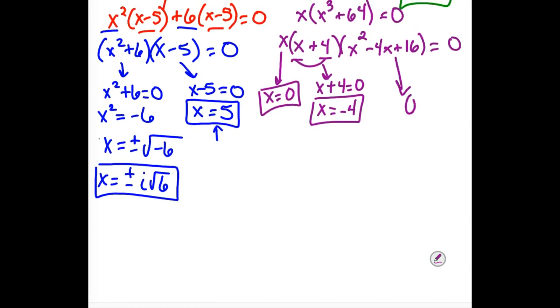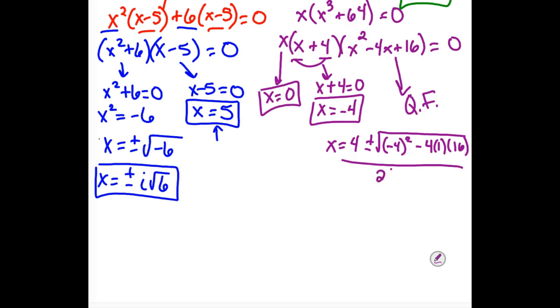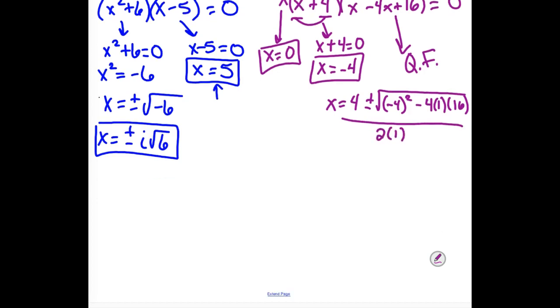So I'm going to use quadratic formula. I have x equals the opposite of b, so positive 4, plus minus the square root, b squared, so negative 4 squared, minus 4 times a times c. And I'm dividing the whole thing by 2 times a. And then it's just a matter of simplifying the quadratic formula. x equals 4 plus minus the square root. Negative 4 squared would be 16. 4 times 1 times 16 is 64. I'm subtracting that all over 2a, which would be a 2.